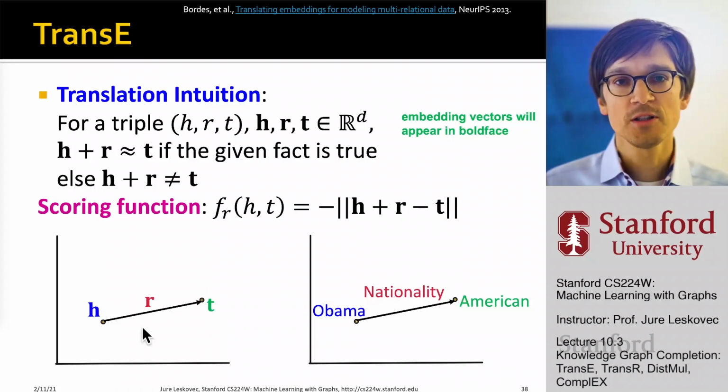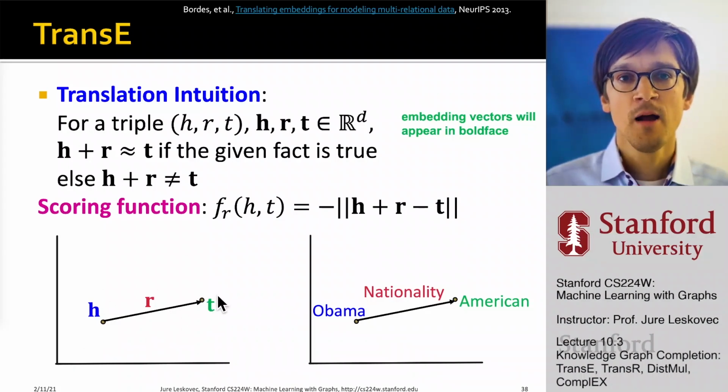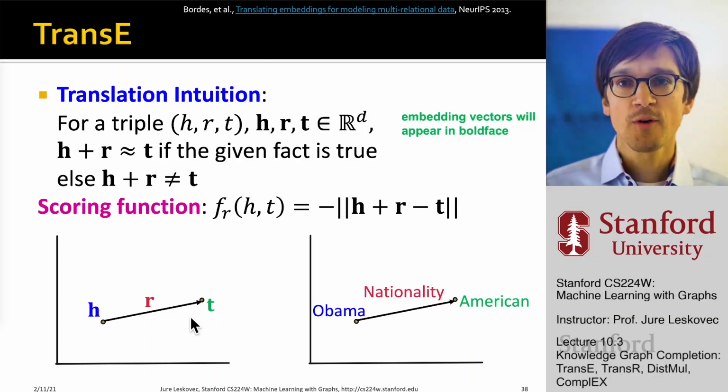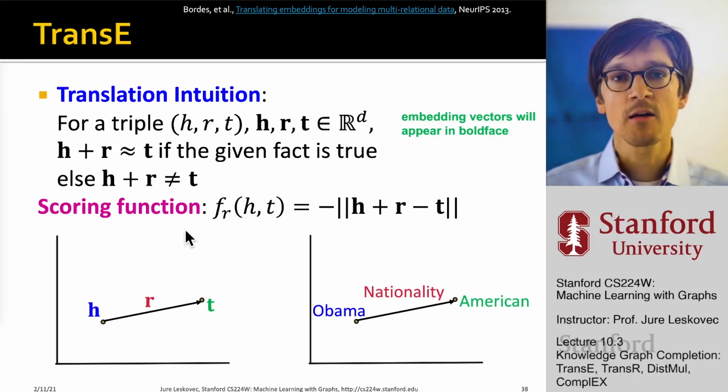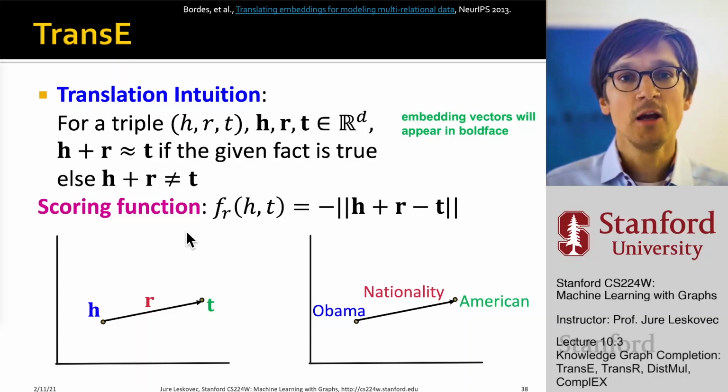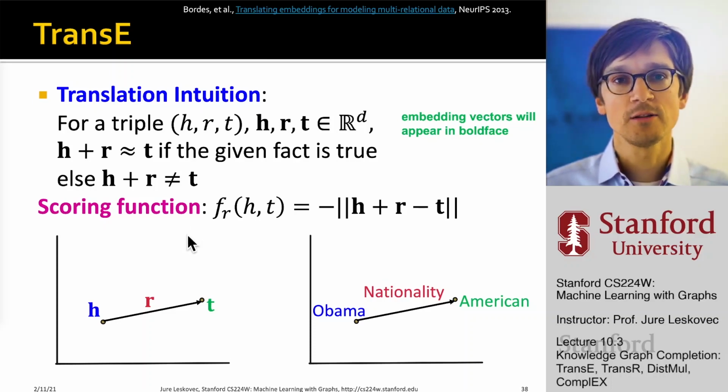And of course, I don't want this to only work for Barack Obama. I'd like this to be true for any person and their country of birth. So for example, if I am a point here as well, and I move according to this vector r, I'm from Slovenia, so my nationality should be Slovenian, so the country of Slovenia should be mapped somewhere here. Basically, I would apply the same translation, and hopefully the country that is embedded close to that point is the country of my nationality.